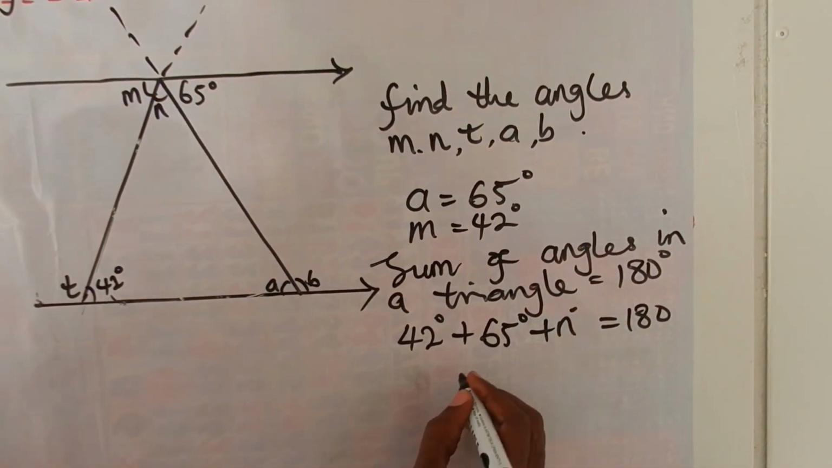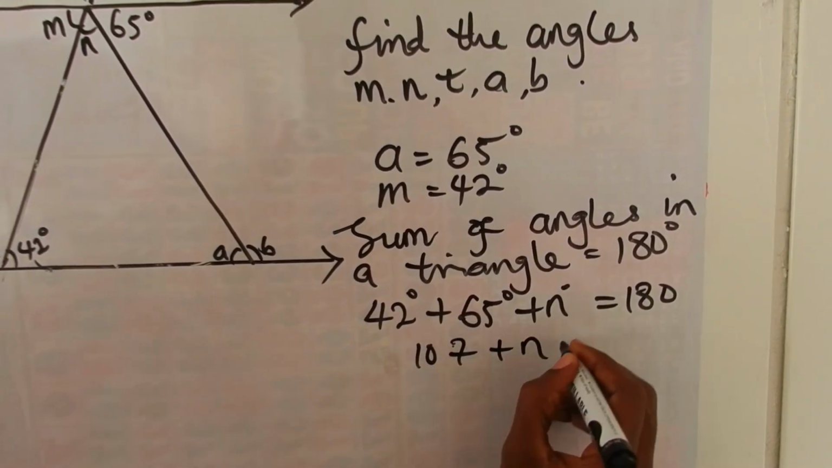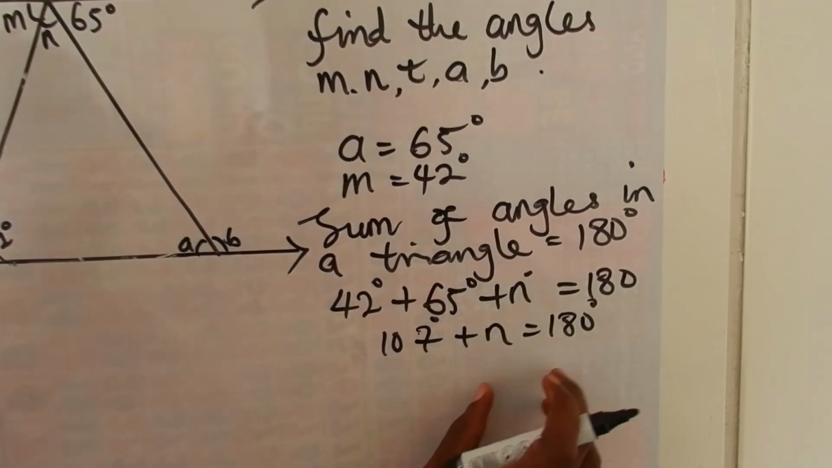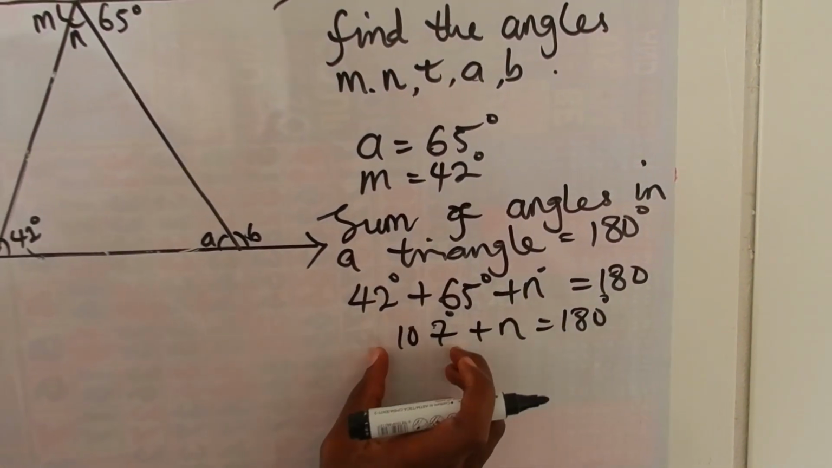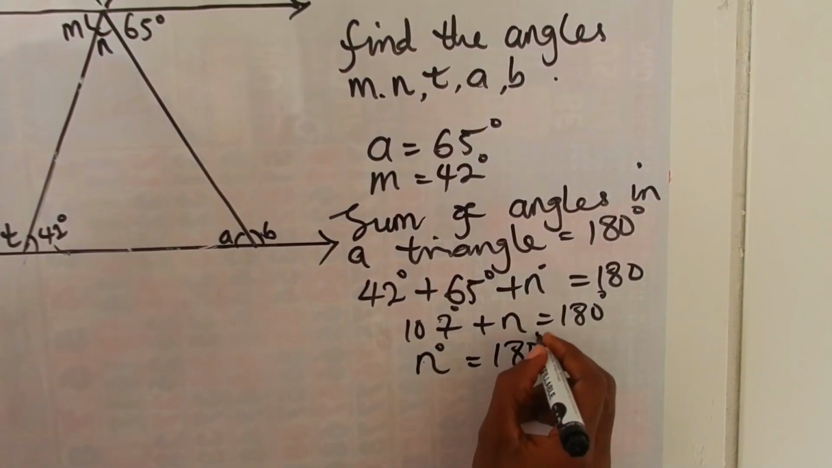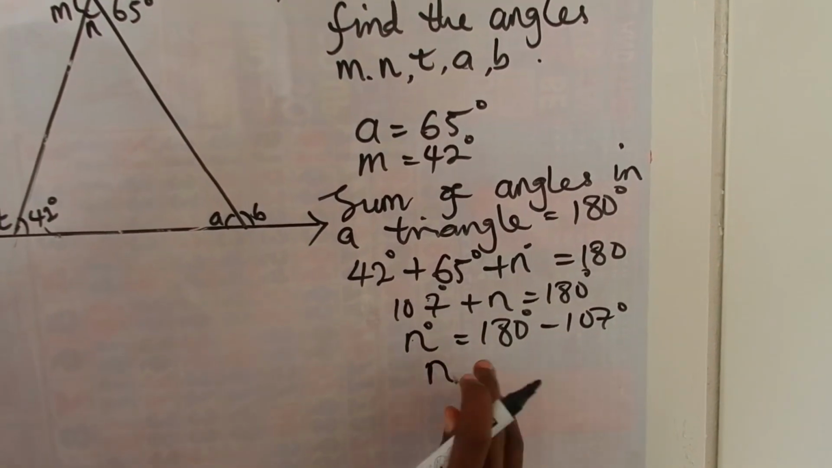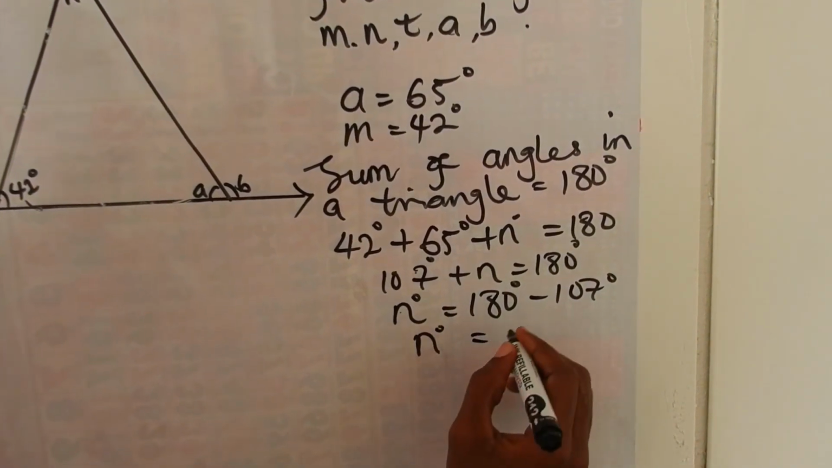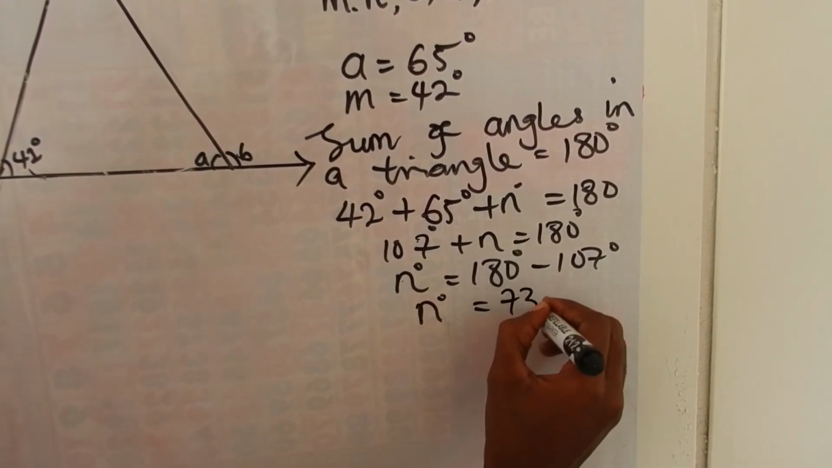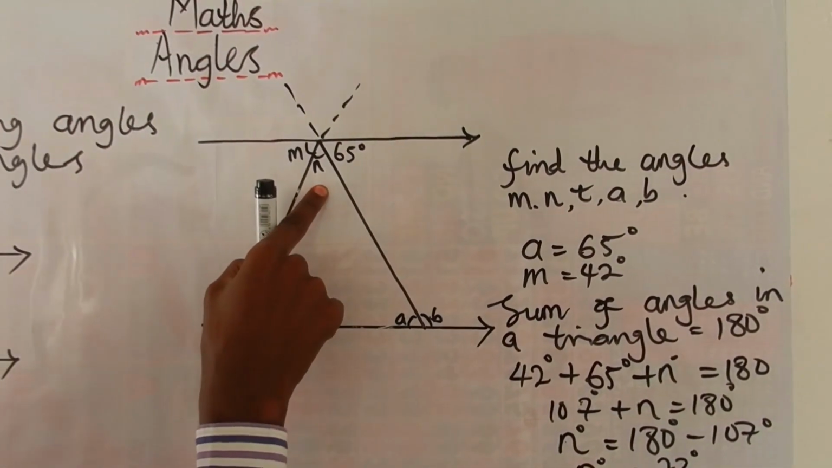42 plus 65 gives us 107 plus N equals 180 degrees. So what we do, we take this over to the side, we have N degrees equals 180 degrees minus 107 degrees. N degrees equals 180 minus 107. That gives us 73 degrees. So N is 73 degrees.